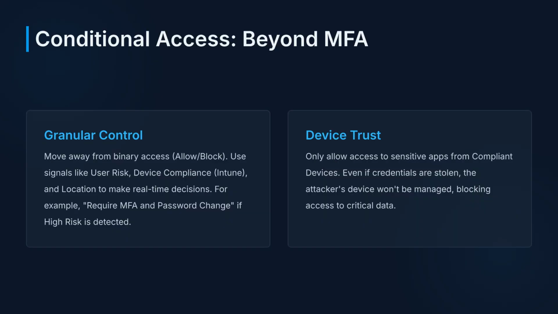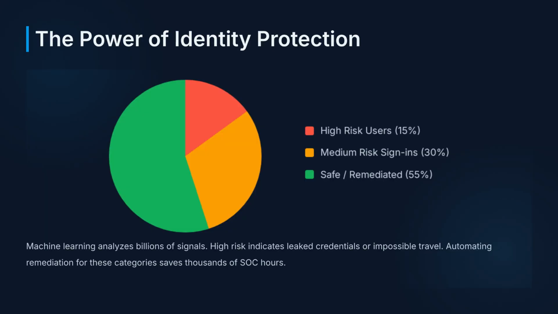Conditional access goes beyond simple MFA. Implement granular control using signals like user risk and device compliance for real-time decisions. Enforce device trust to block access from non-compliant devices, even if credentials are stolen. Identity protection leverages machine learning on billions of signals. By automatically remediating high and medium risk sign-ins and users, organizations can save thousands of SOC hours.